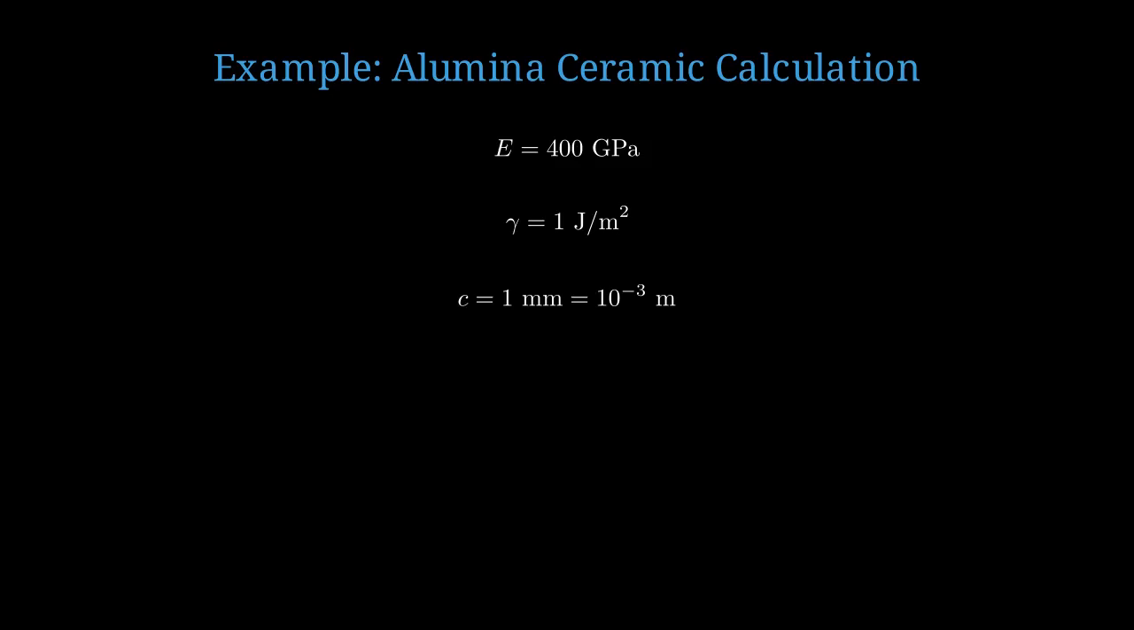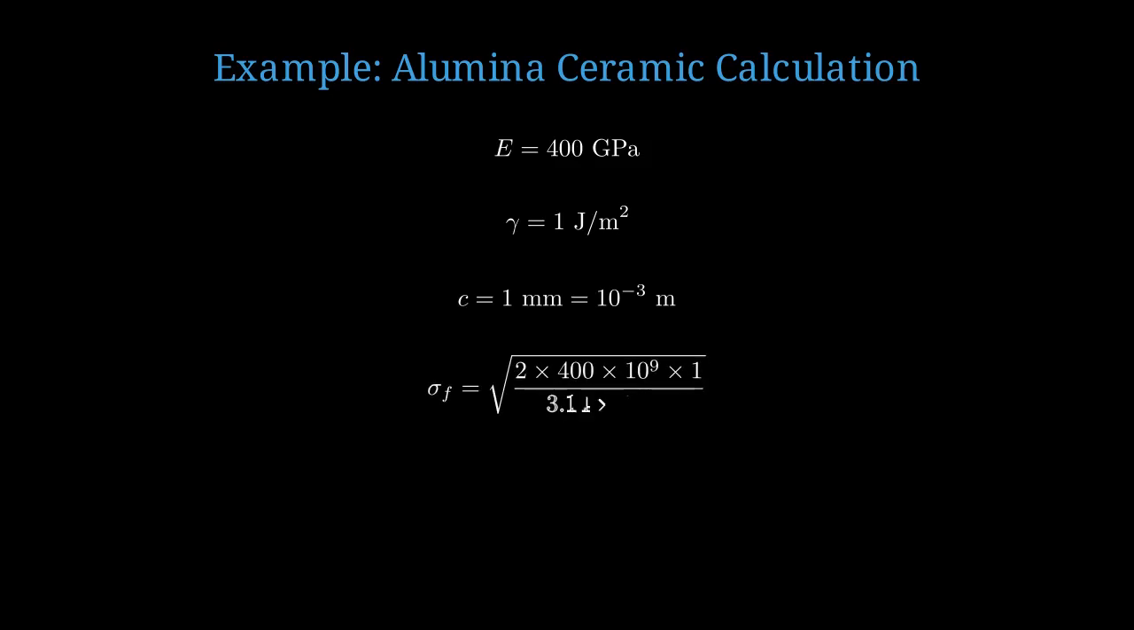Let's do a numerical example with alumina, which is aluminum oxide, a common engineering ceramic. For alumina, the Young's modulus is about 400 gigapascals. The surface energy is approximately 1 joule per square meter. Let's say we have a typical flaw size of 1 millimeter, which is 10 to the minus 3 meters.